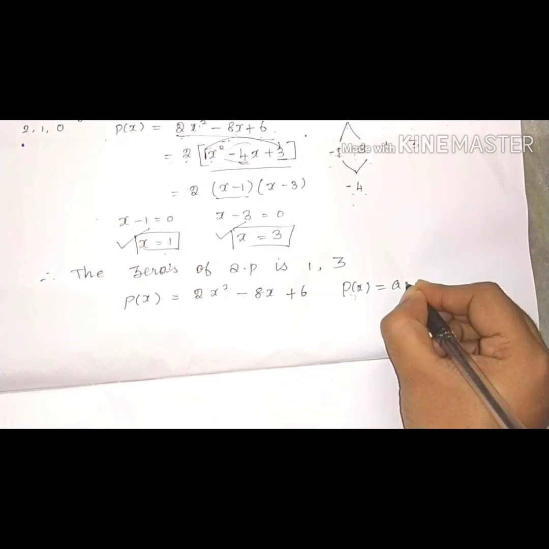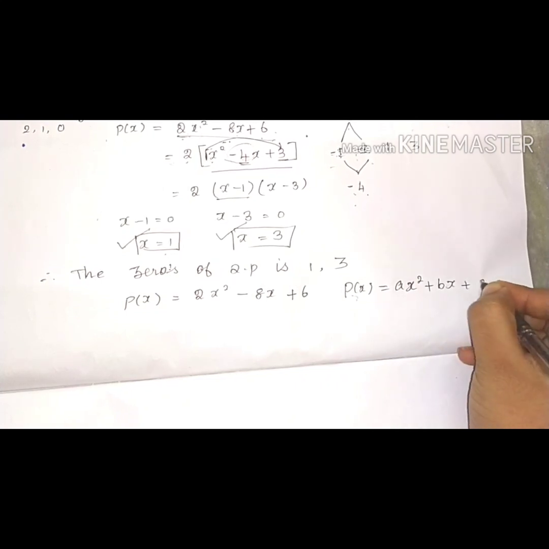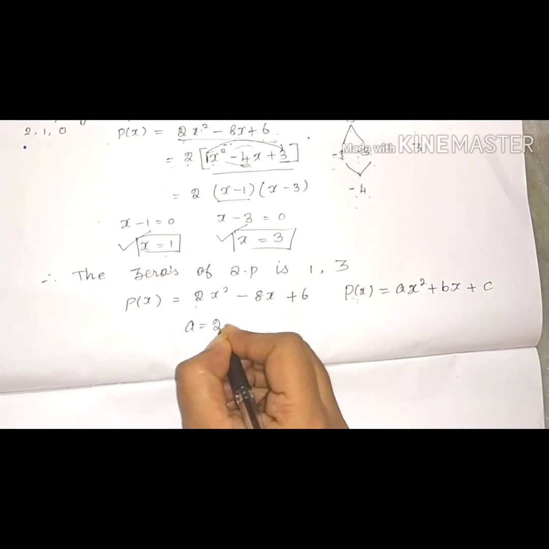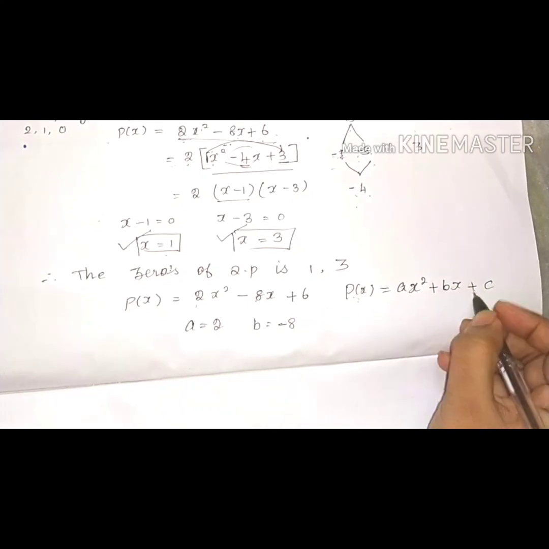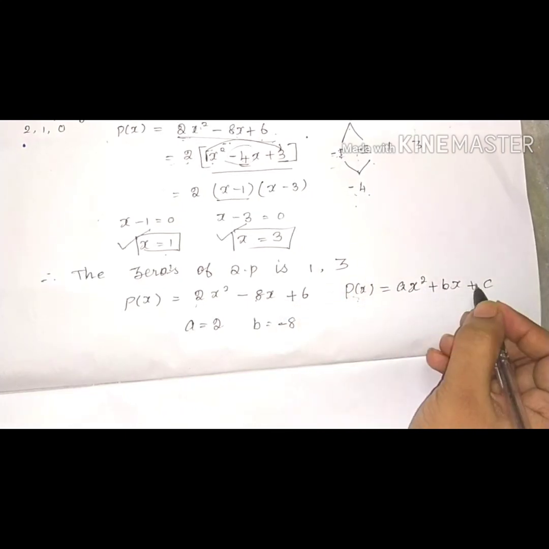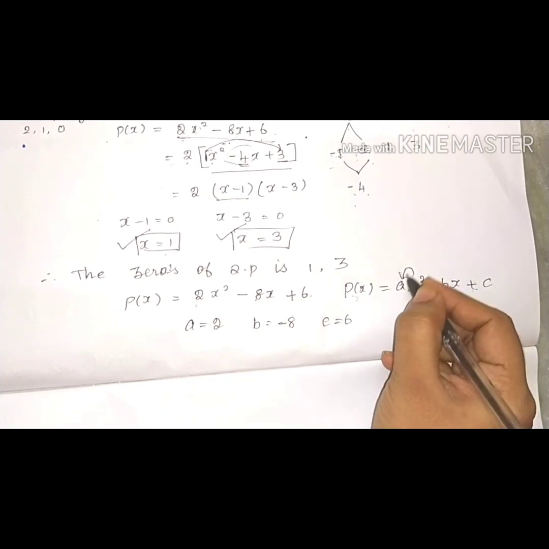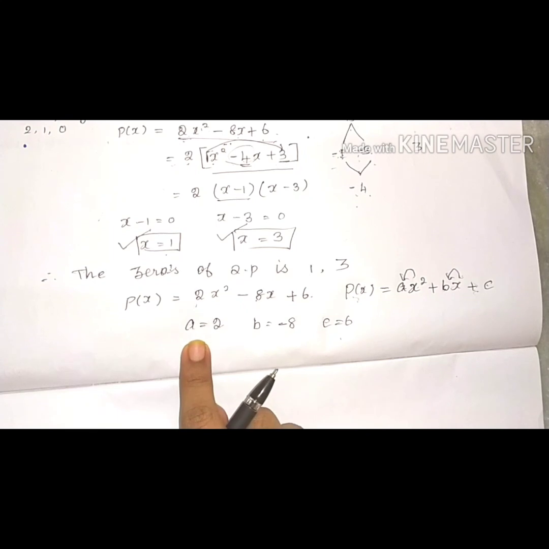What is the general form of the quadratic polynomial? ax square plus bx plus c. Here instead of a, what number? 2, so a equal to 2. Instead of b, the number is minus 8. Instead of c, comparing both, they have given 6. So these are coefficients: the coefficient of x square is a, the coefficient of x is b, then the constant term c. So here a equal to 2, b equal to minus 8, and c equal to 6.